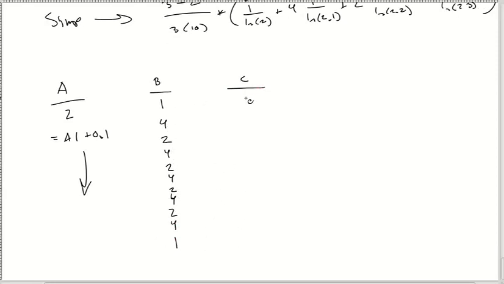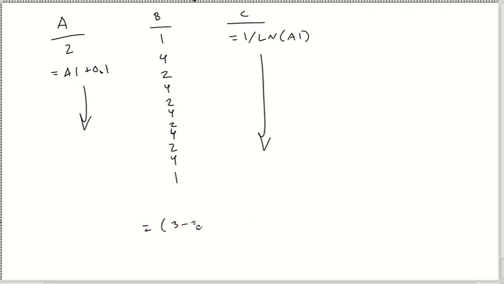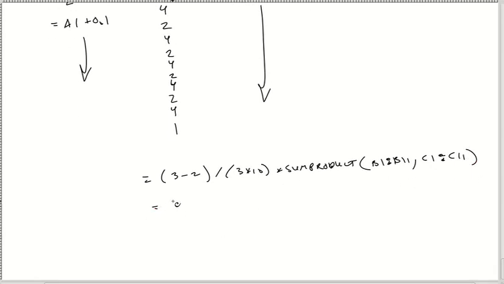And then C, I'm going to have, again, that 1 divided by ln of A1. Click, drag it down. And somewhere down here, anywhere doesn't really matter, 3 minus 2 divided by 3 times the 10, and then times the sumproduct of B1 to B11, comma, C1 to C11. I got an answer of 1.118428. And let's see if we can do that now in Excel.